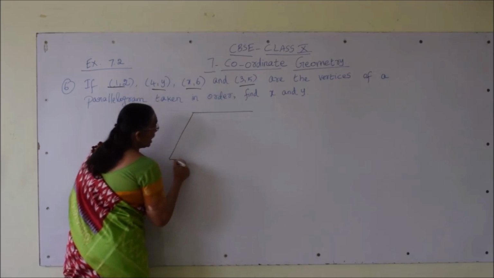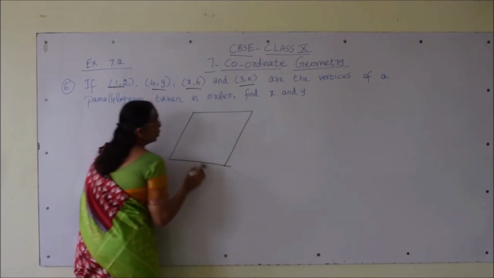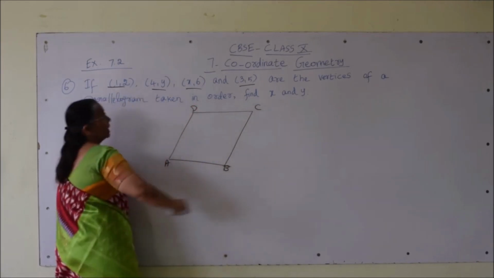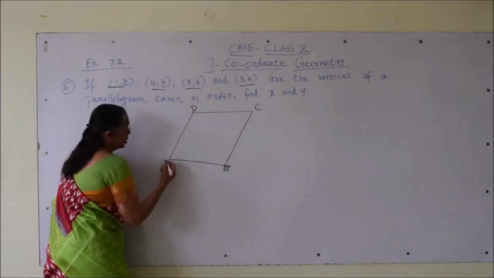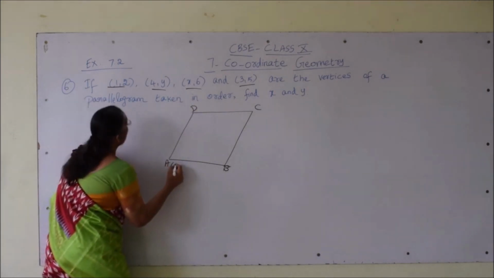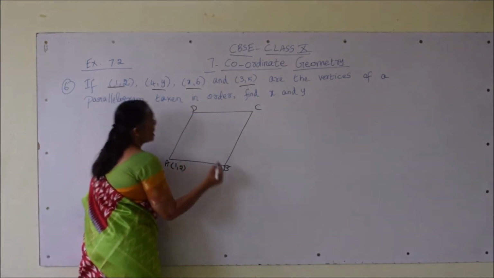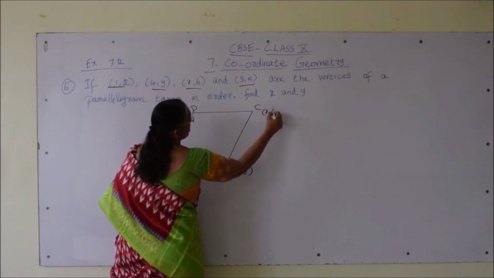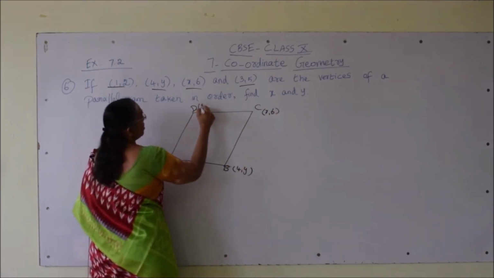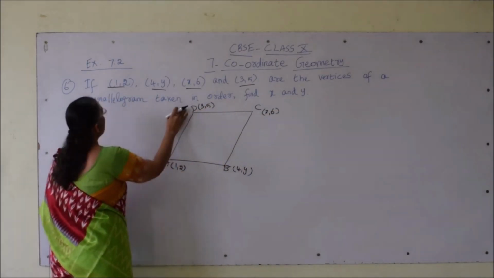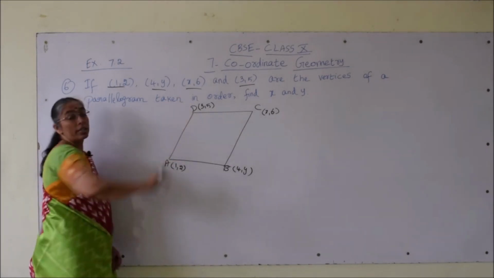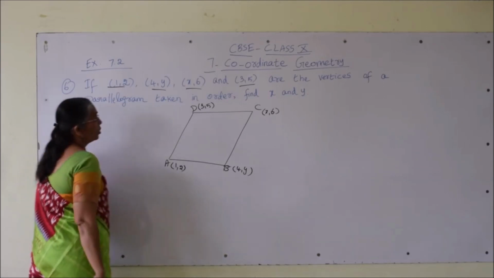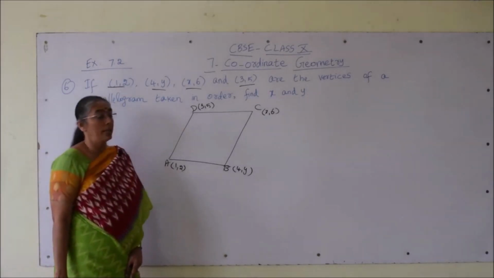So let ABCD be the parallelogram, and the vertices are taken in order, so you should not change the order. A vertex is (1, 2), B is (4, y), C vertex is (x, 6), and D is (3, 5). It should go in this order only. You should not change the order. So if these are the vertices of a parallelogram taken in order, find x and y.